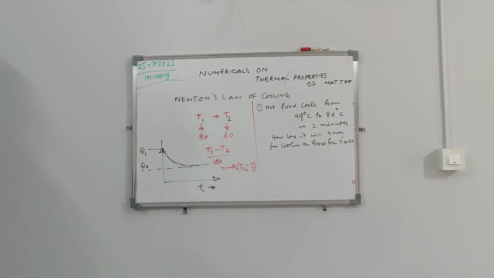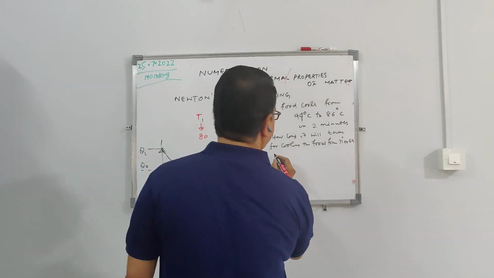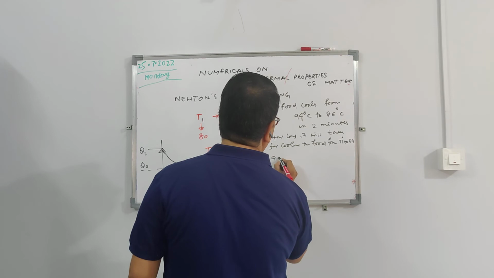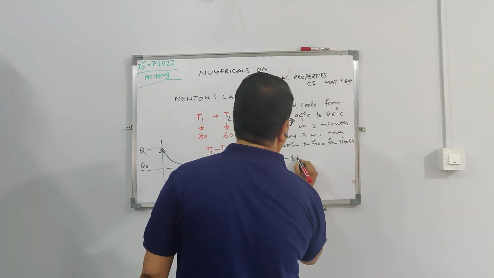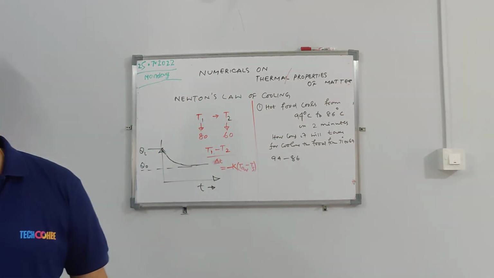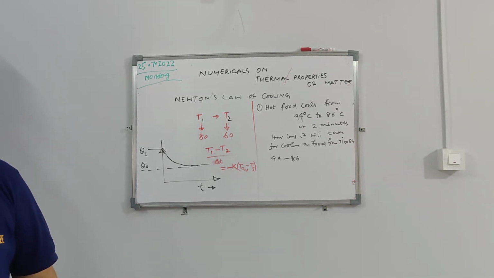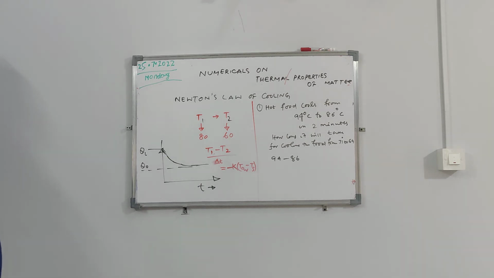Almost in every JEE paper this type of question comes. If you know the time interval for one cooling, how much will be the time interval for another? So you can write it like this. In the first case it is from 94 to 86, and the surrounding temperature is being given. How much is it? 28, right? So how much is the surrounding temperature?